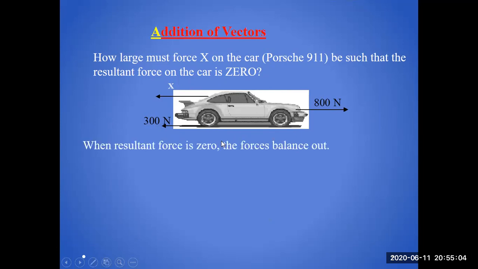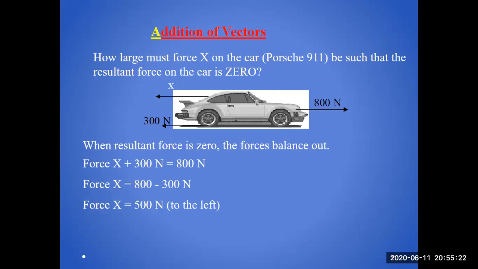So here it is. When the resultant force is 0, the forces must balance out, and this is the formula. On one side, X plus 300 Newton, that is 800 Newton. So find the difference between the two. 800 minus 300 Newton, you are getting 500 Newton to the left side. It means if you introduce another 500 Newton force along the same direction as the 300 Newton is applied, then if you find the sum of forces to the right and the sum of the forces to the left side, as a result you will be getting 0 resultant. So this is the reason to find the resultant force.